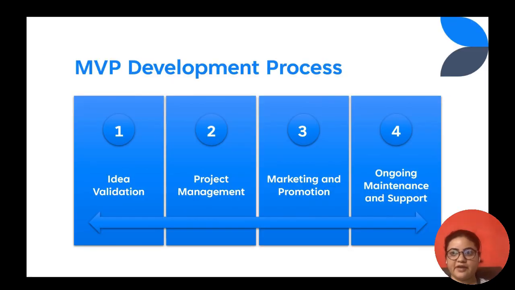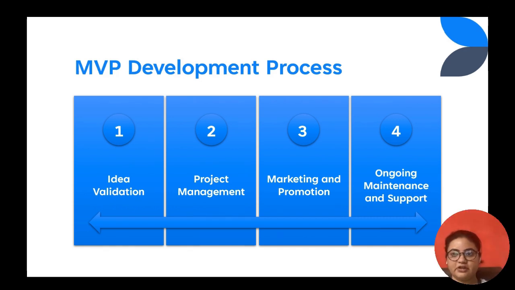Let's talk about the MVP development process and what it includes. The one thing to keep in mind while developing your MVP is to manage the development process in a better and more efficient manner to save your budget, time, and resources. So, what are the most important steps to keep in mind while creating your MVP? The first is idea validation, the second is project management, the third is marketing and promotion, and the fourth one is ongoing maintenance and support.